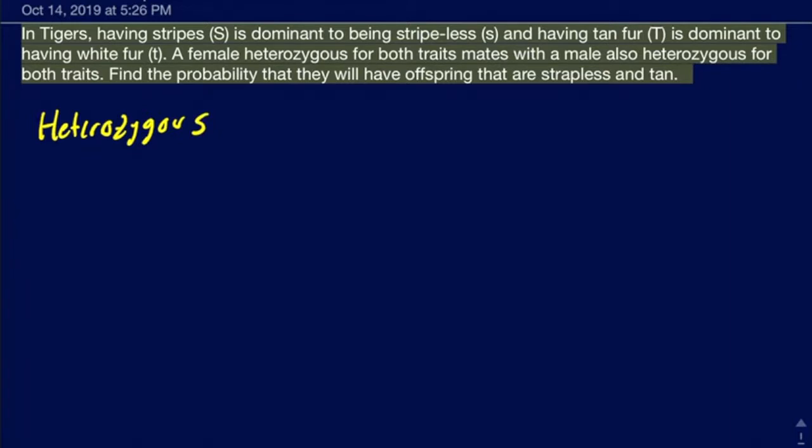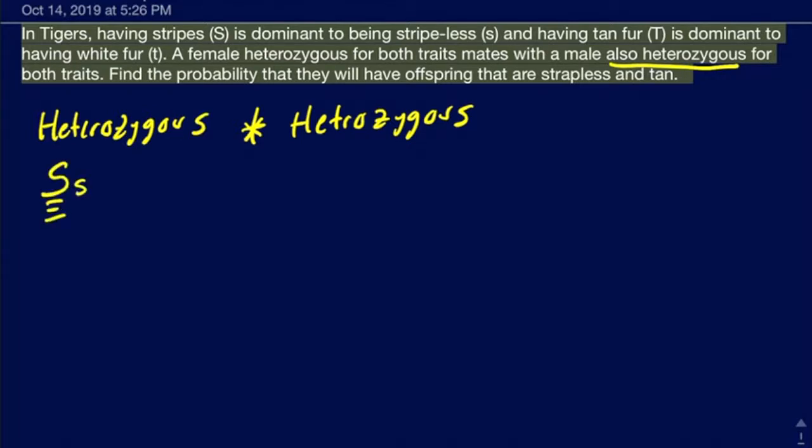And so the female that's heterozygous mates with the male who is also heterozygous. So this cross is a heterozygote mating with a heterozygote. Based on the information given, if they're heterozygous for both genes, that means for the S gene, they have a big copy of the S gene and a small copy of the S gene. And same goes for the T gene. They have a big copy of the T gene and a small copy of the T gene. And that's for the mom, but it's the same exact thing for the dad, who's also heterozygous for both genes.